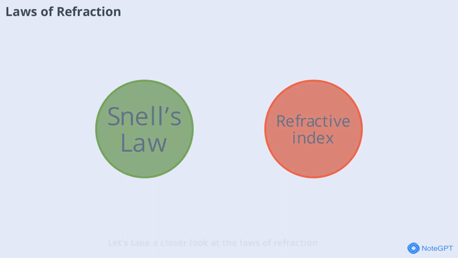Let's take a closer look at the laws of refraction. The first law states that the incident ray, the refracted ray, and the normal all lie in the same plane. The second law, or Snell's law, relates the angles of incidence and refraction to the refractive indices of the two media. These laws help us calculate how much a light ray will bend when entering a new material, which is essential for designing lenses and other optical components.